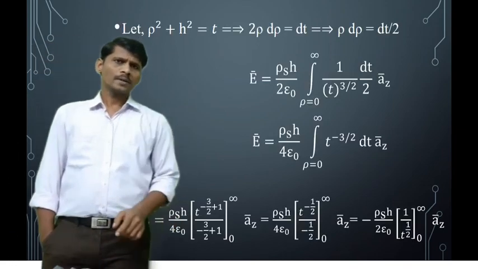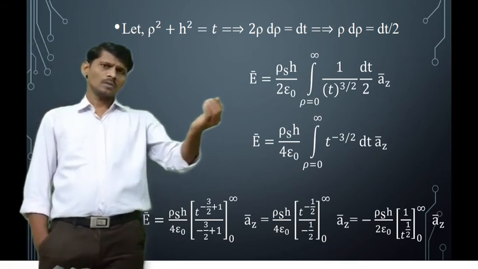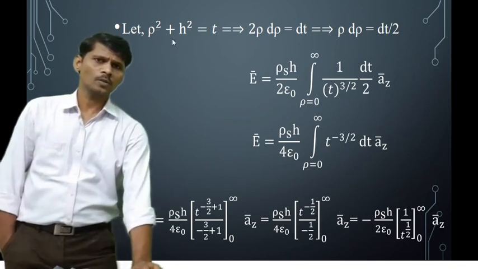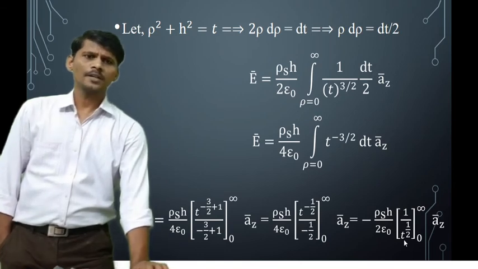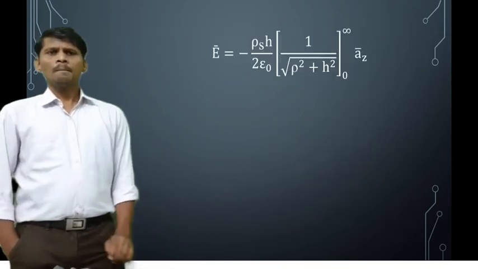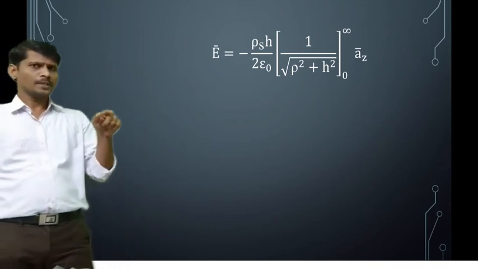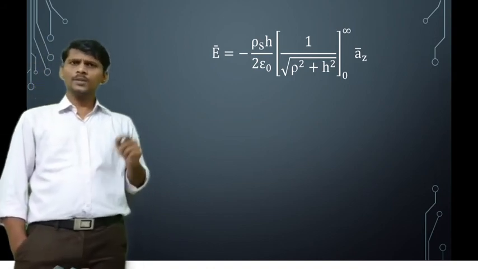Here rho square plus h square is considered as t. What is the denominator factor? T power 1 by 2. So convert t into rho. Rho square plus h square is equal to t. Substitute t is equal to rho square plus h square in this equation. Therefore, E bar is equal to minus rho s h by 2 epsilon naught 1 by square root of t, where t is rho square plus h square, over 0 to infinity, into Az bar.